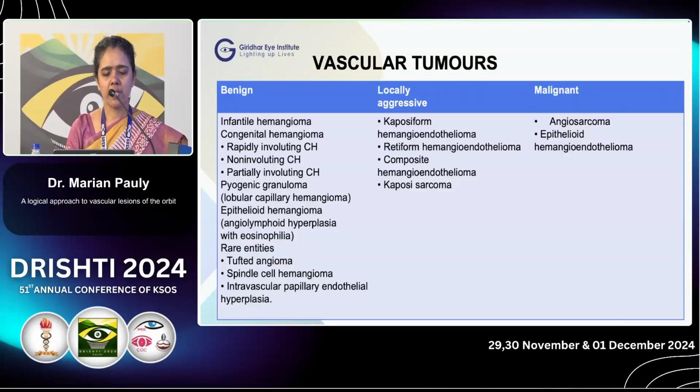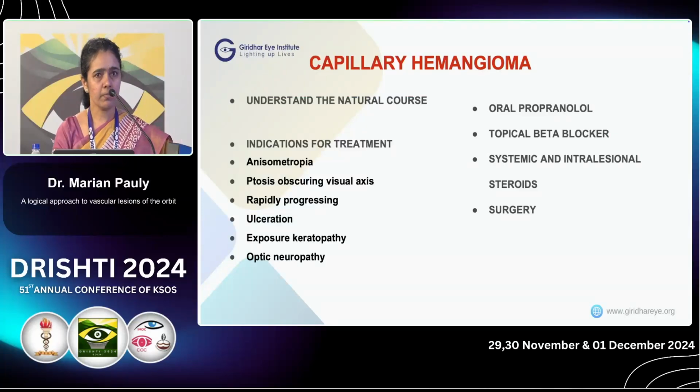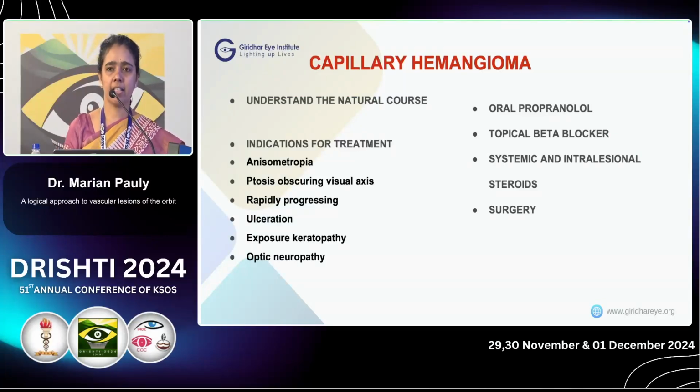So among vascular tumors, the most common one we come across is infantile hemangioma. It is called capillary hemangioma of infancy. It's always a clinical diagnosis and we have to understand the natural course. Usually the child will present around 3 weeks with a small reddish lesion. Sometimes it can present earlier also, and it will start gradually growing. Most of the time the parents present to us around 2 or 3 months, and you can get the old photographs and see the natural course.